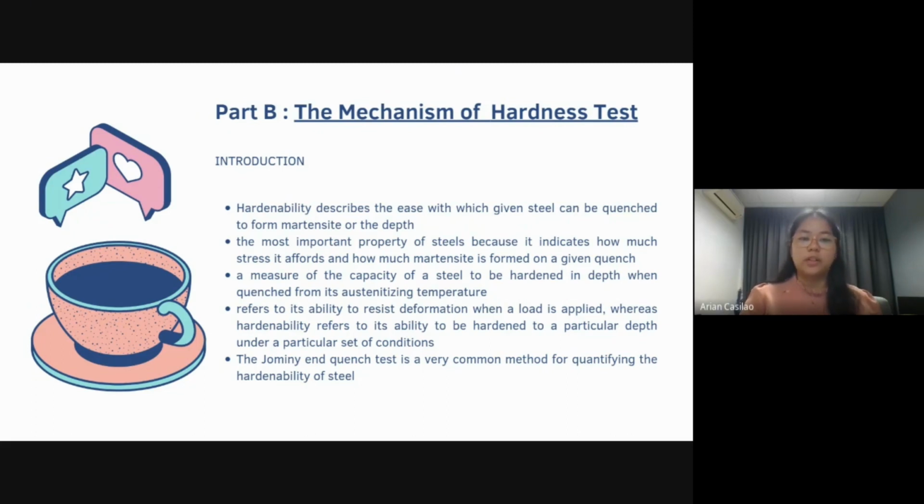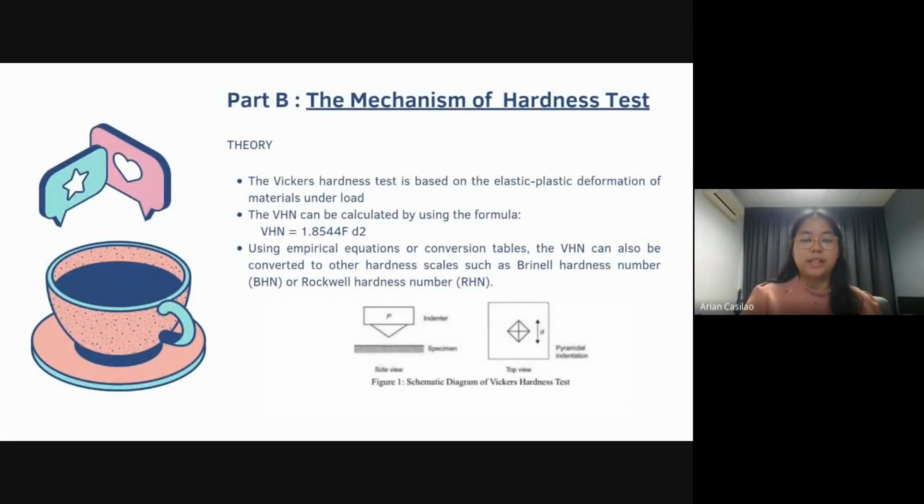So, moving on to the theory, the Vickers hardness test is a method based on the elastic plastic deformation of materials under load utilizing a diamond indenter. When pressed into the material surface, both elastic and plastic deformation occur. Elastic deformation is reversible, while plastic deformation is permanent. The Vickers hardness number, or VHN, is a dimensionless quantity representing the ratio of applied load to indentation surface area.